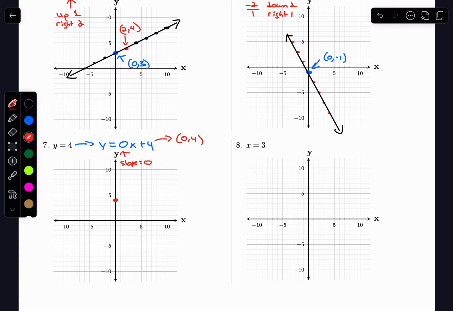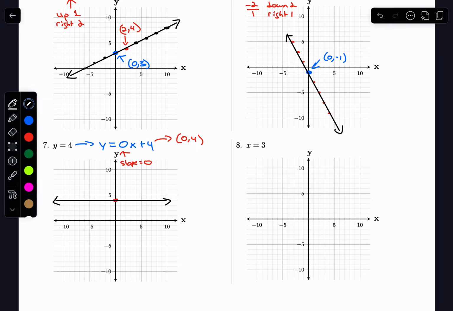And then now I'm going to use my slope. A slope of 0 means to draw a horizontal line. So I'm not going to add any points here. I'm just going to draw a line horizontally through my y-intercept. And boom, we are done. That is the line y equals 4. Notice that the y value is 4 for that whole time, but we go infinitely far to the left and to the right. Number 8 is very similar, just the other direction.